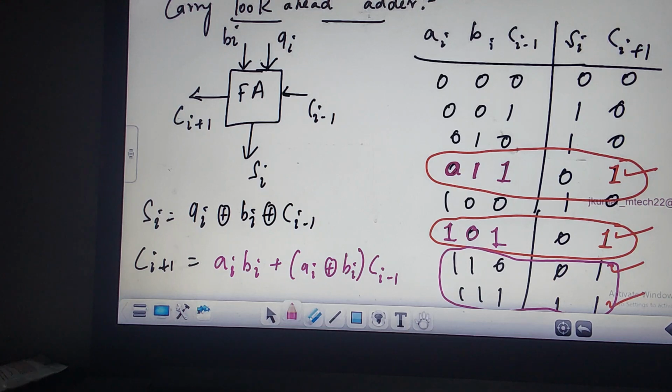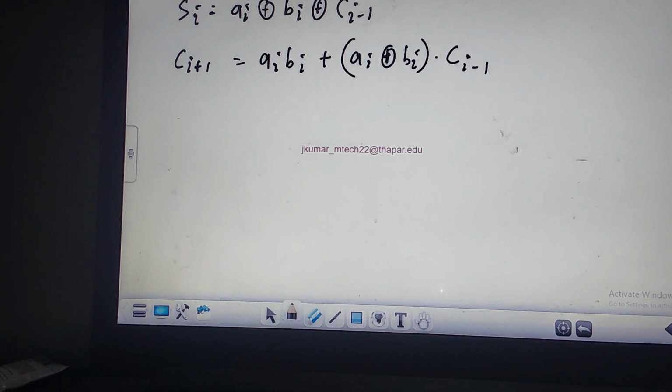If I remove this, it is nothing but AB plus A XOR B into CI minus 1. Let me write these equations here. Sum is nothing but, in general, AI XOR BI XOR CI minus 1. Correct. What is the carry expression? CI plus 1 is equal to AI BI plus AI XOR BI into CI minus 1.